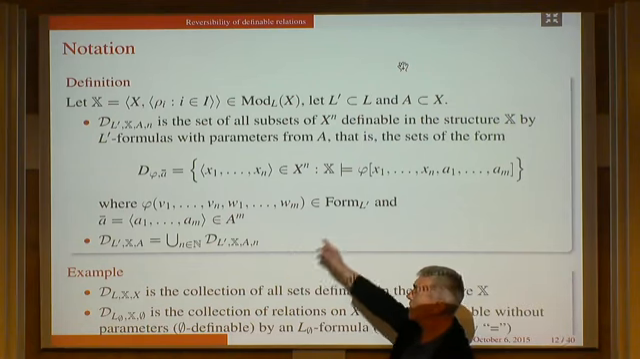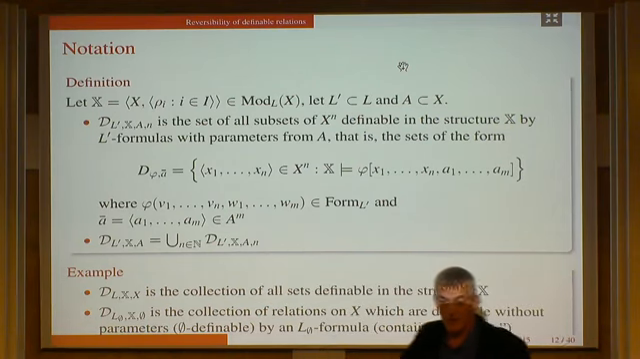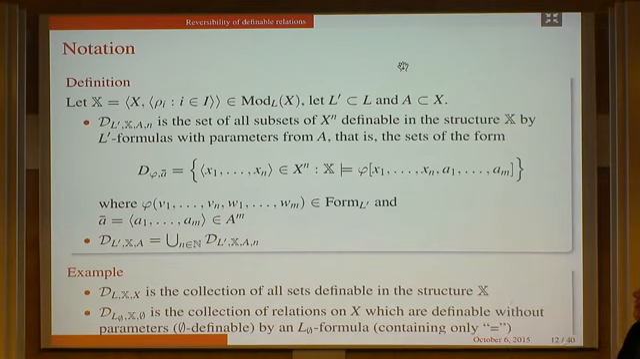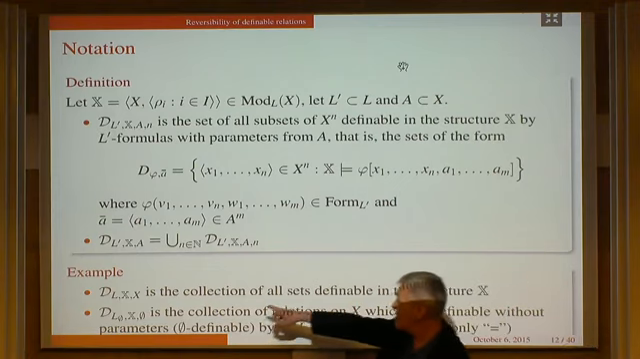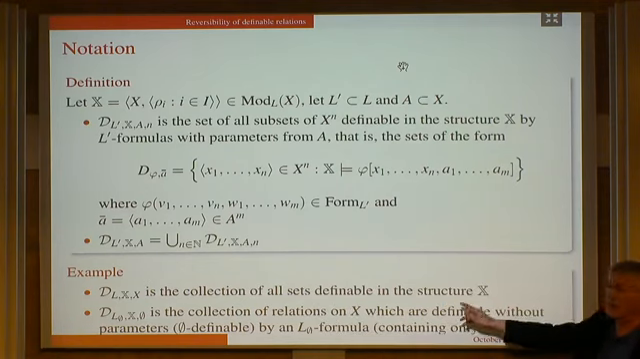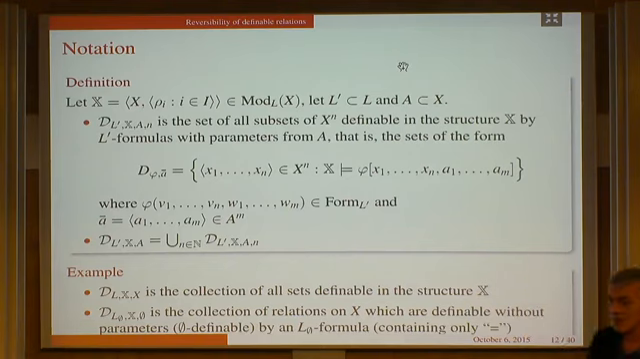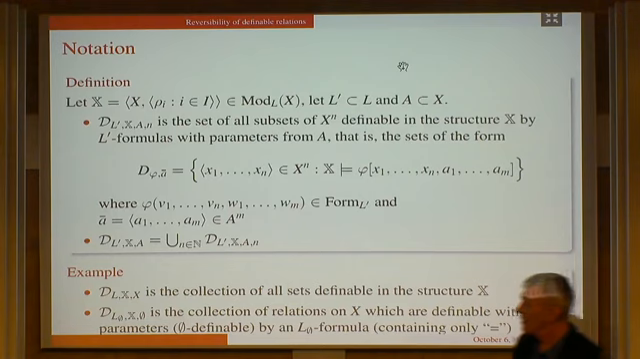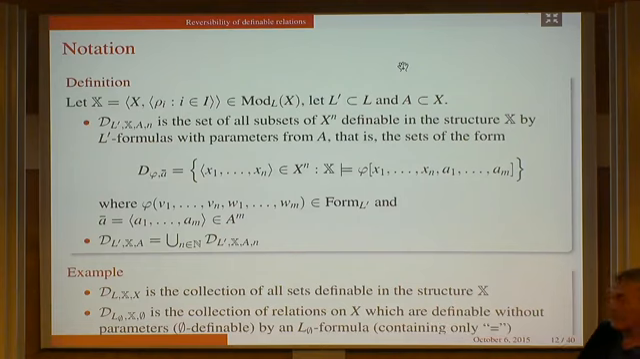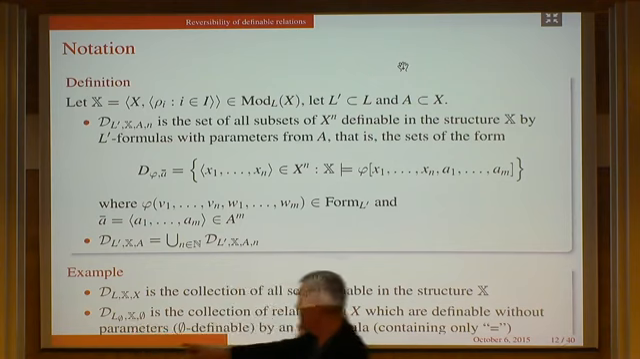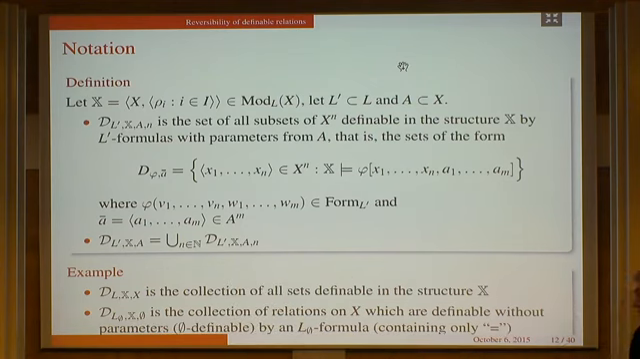That is the sets of the form, of course, this is a definition of definable sets with parameters. Phi is a formula, A bar is a tuple of parameters, L prime. Examples: D L X X is the collection of all sets definable in the structure X, which model theorists call definable sets. D L empty X empty is the collection of relations on X which are definable without parameters, by an L empty formula, the formula of the empty language, which includes only the equality. That's it.